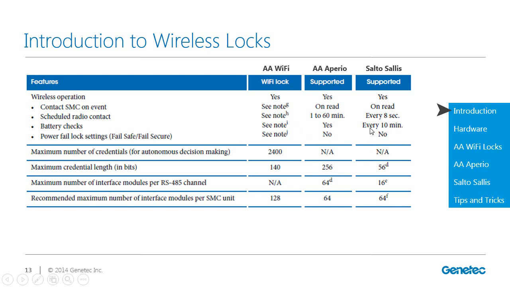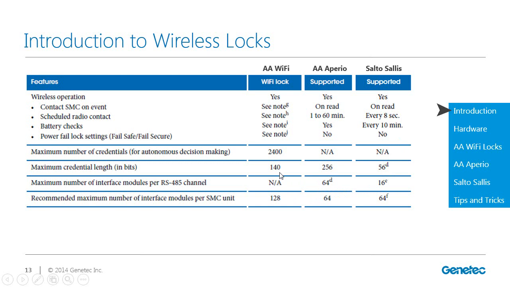Battery checks are done on all three units, but the frequency changes for each one. When the lock loses power, it will go into fail secure mode, meaning the unit will remain locked by default. All three have different maximum credential lengths as well.